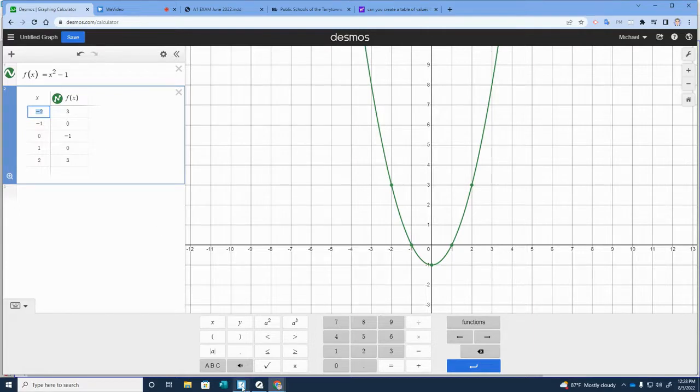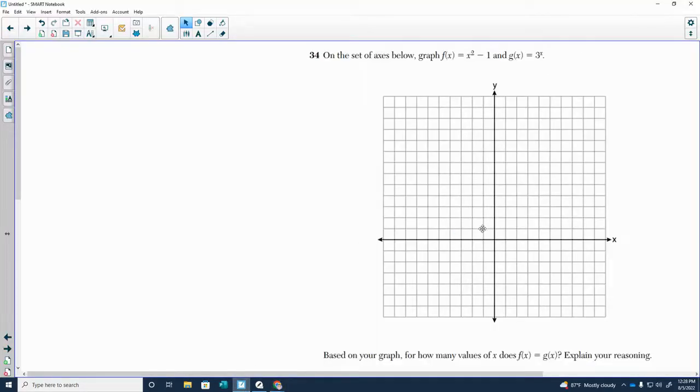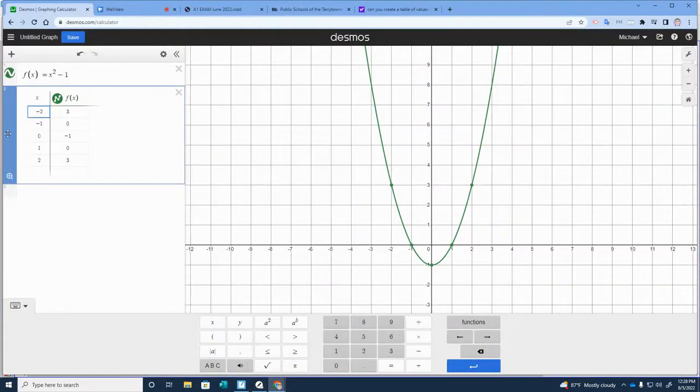Now, if I go back to the graph that they're giving me on the Regents, I could see that my y-axis goes up to 3, 4, 5, 6, 7, 8, 9, 10, 11, 12, 13. I could fit up to 13. So how do I get some more values of my parabola before I copy down this table? So I'm going to go back to the calculator.